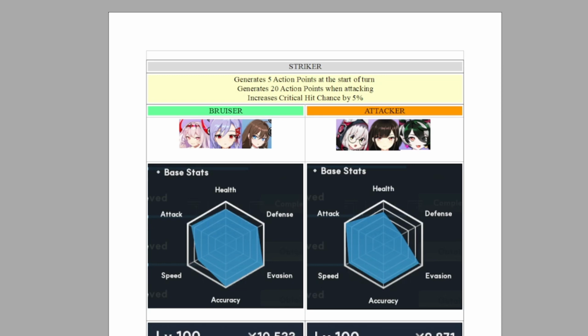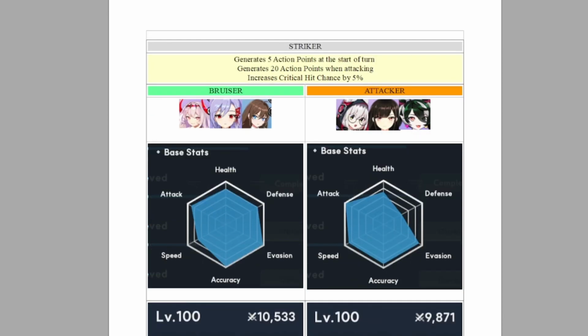So, let's talk about Striker, the favorite class of Outerplane for me. Strikers have passive abilities like all classes have: this one generates 5 action points at the start of turn, which every class has. It also generates 20 action points when attacking, and increases critical hit chance by 5% initially already. You can divide the class into 2 subtypes. On the left side you can see the bruiser, on the right side the attacker.